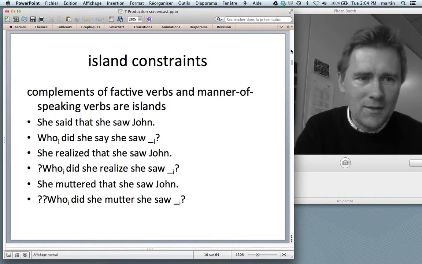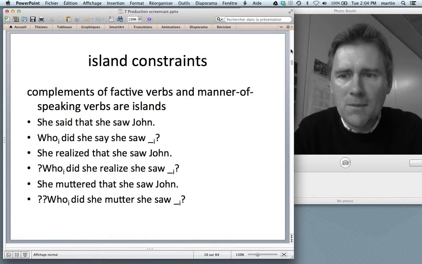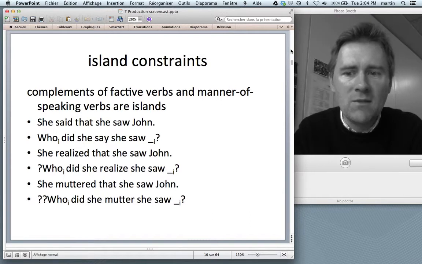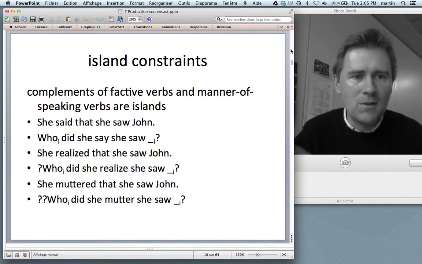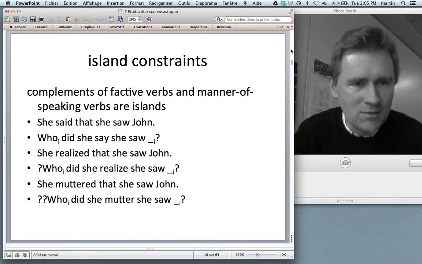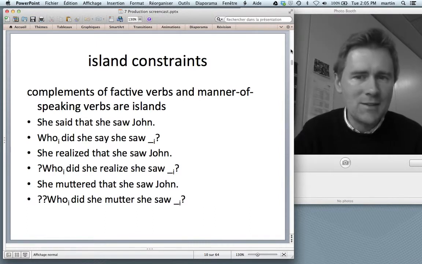Then, and this is the type of island that will occupy most of our time in this video, at least in this first part, complements of factive verbs and manner of speaking verbs. Factive verbs: realize, know; and manner of speaking verbs: mutter, mumble, shout, scream. The complements of verbs like these are islands. So I can say something like, who did she say she saw? With a so-called bridge verb like say. But who did she realize she saw is a little iffy. And who did she mutter she saw is very, very weird. So factive verbs and manner of speaking verbs, their complements are syntactic islands.